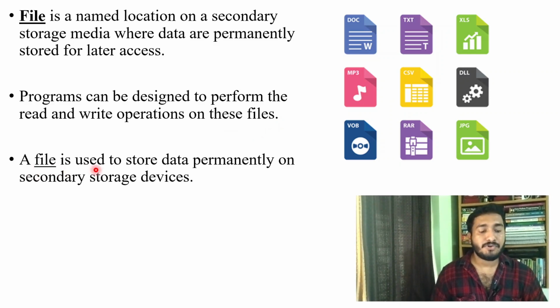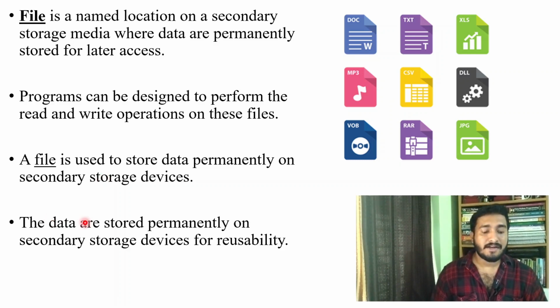A file is used to store data permanently on a secondary storage device. So we can store the file on different storage devices. We can store it on hard disk, we can store it on floppy disk, or we can store it on CD also. The data are stored permanently on secondary storage devices for reusability. I am recording this video. Why do I record this video and store it in a file? Because I can use it again and again.